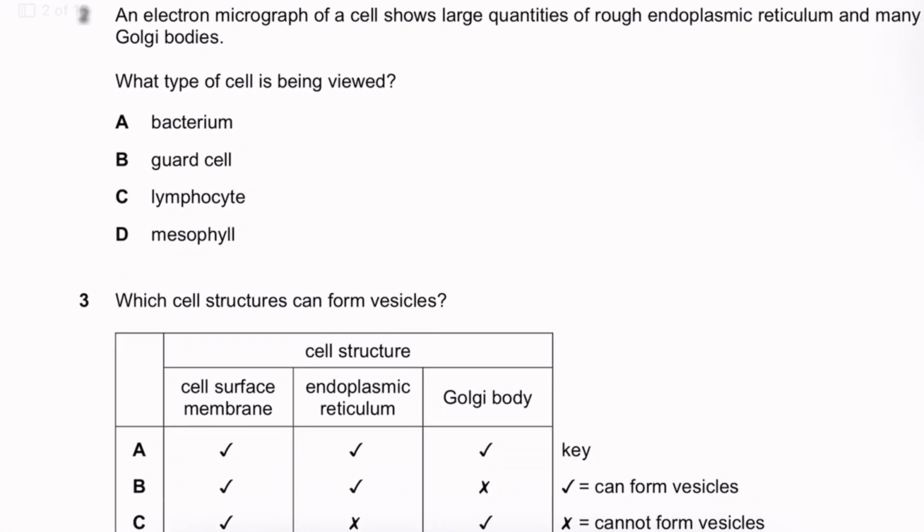An electron micrograph of a cell shows large quantities of rough endoplasmic reticulum and many Golgi bodies. What type of cell is being viewed? Is it bacterium? Obviously not bacterium, because bacteria have no membrane bound organelles. Guard cell? I don't think guard cells have a bunch of Golgi bodies and rough endoplasmic reticulum. It's not really their function to synthesize a bunch of proteins, more than opening and closing the stomata. So I would not choose guard cell.